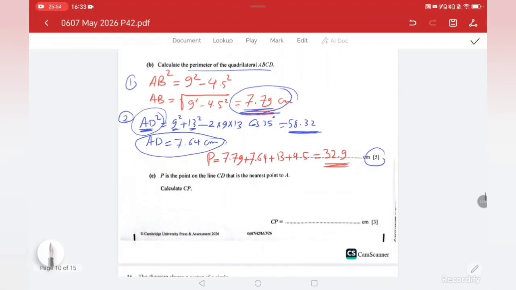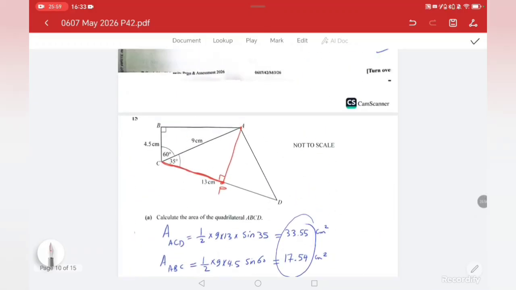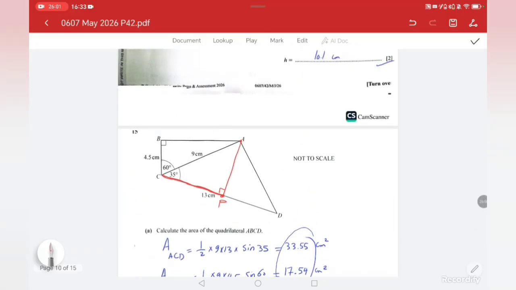So they said calculate CP. P is the point on the line CD, the nearest point to A. So it means find the foot of this perpendicular line. Now we have a right angle triangle. This one will be the hypotenuse, and we have an angle, and we need to find the adjacent. This one is adjacent to the angle.